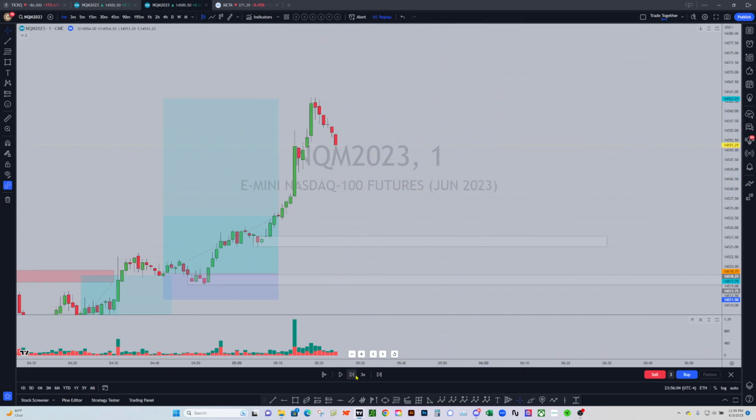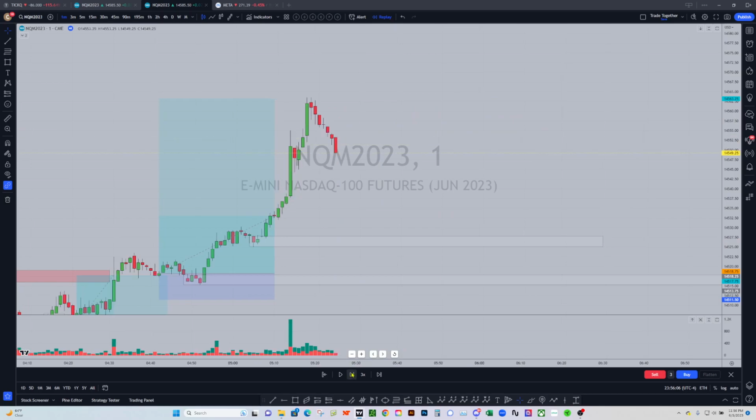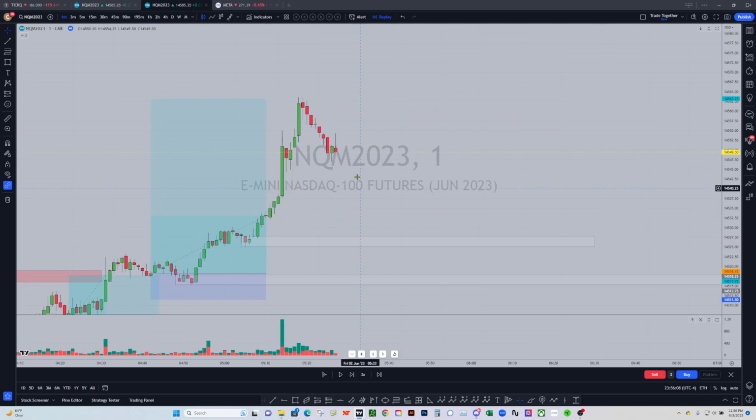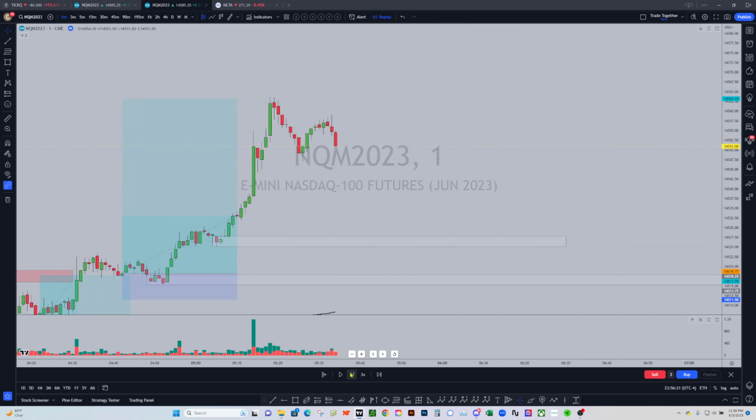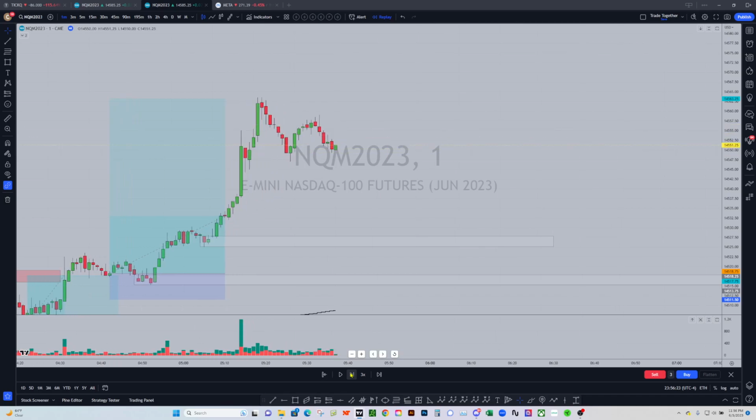So again, we're getting a nice push back. We really want to see a market structure shift. It's a pretty deep pullback into this level, and the next thing we want to see is, do we reach higher or do we fail and start to move lower? All right, so failed to make the move lower.